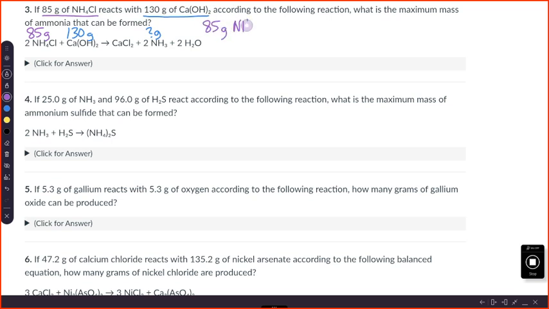85 grams of NH4Cl. I don't want grams of NH4Cl. I want moles of it. 1 mole, we'll add this up, 14.01 plus 1.008 times 4 plus 35.45 is 53.492 grams.